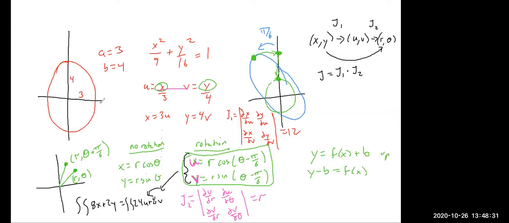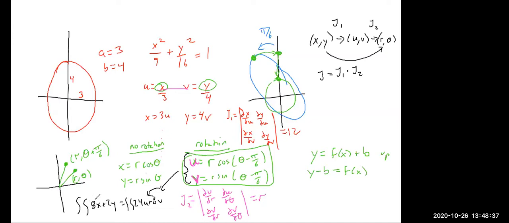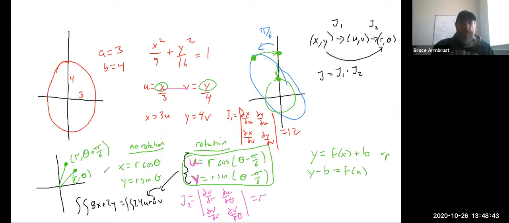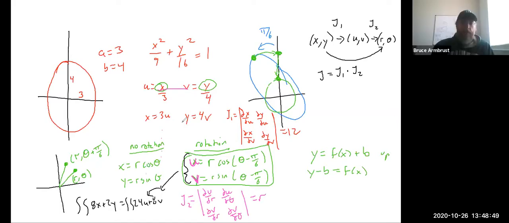Also, where did you get the 24 from? Remember down here I had 8x. Yeah, x is 3u. So I just substituted that in, 8 times 3u. Okay. And similarly, that's where that 8 came from. It was the 2 times the 4 and the y.